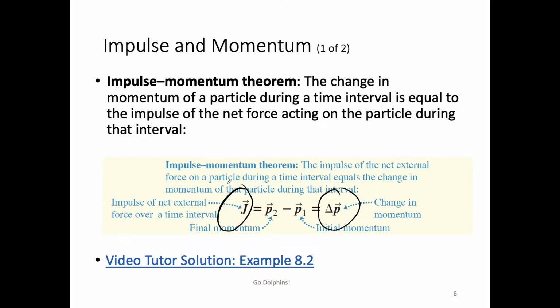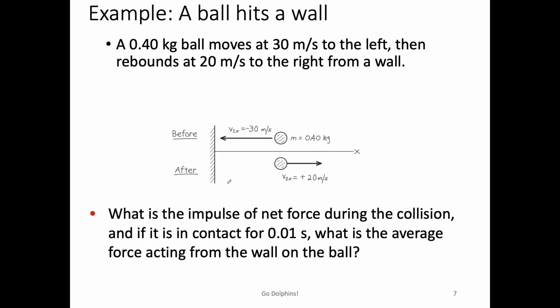So let's do one example to understand the impulse-momentum theorem. We have a 0.4 kilogram ball with initial velocity 30 meters per second to the left, bouncing into a wall and rebounding. The final velocity is 20 meters per second, pointing to the right, the positive x direction. We want to find the impulse. And then from the impulse, if we know the contact time, we find the average force.